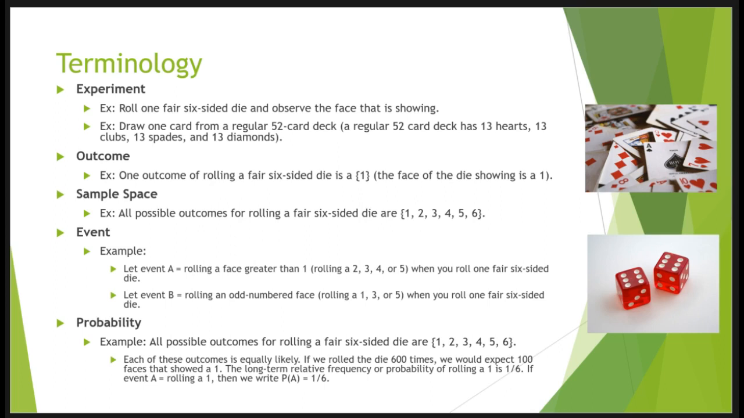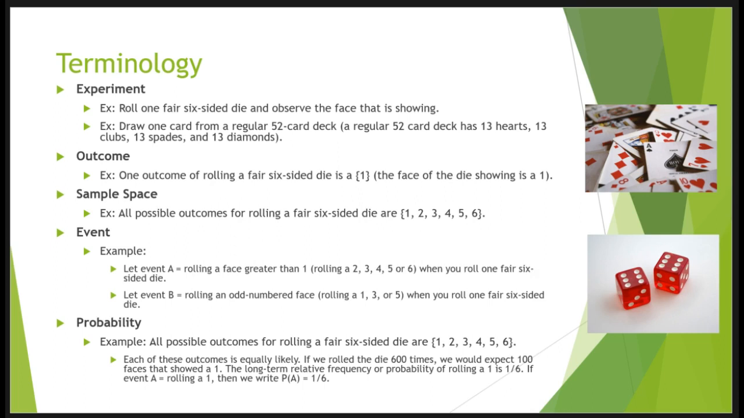An outcome is the result of an experiment. So one outcome of rolling a fair six-sided die is a 1. The face of the die showing is a 1. Or in the picture here on this slide, we have 2 dice and they're each showing 6. A sample space is all possible outcomes of an experiment. So all possible outcomes for rolling a fair six-sided die are 1, 2, 3, 4, 5, and 6.